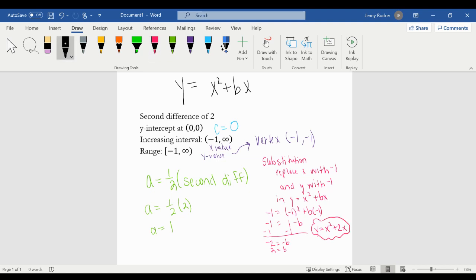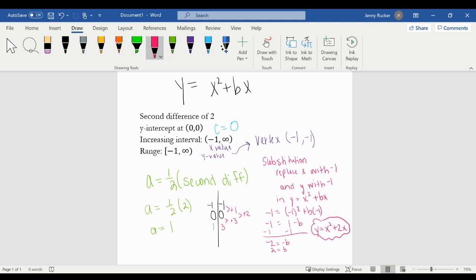Alternatively, I could have used the information that I gained from these key features to build a table. I know the y-intercept is (0, 0), and I know that the vertex is (-1, -1), and I know that my second difference is +2. So if I look at this, my first difference right here, so -1 to 0, would be +1. Let's say I wanted to find the next point in this table at 1. Well, if my second difference is +2, this would have to be +3 to give me a second difference of +2. So 0 plus 3 is 3.